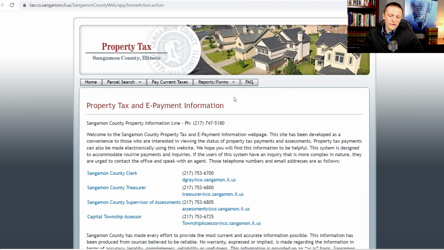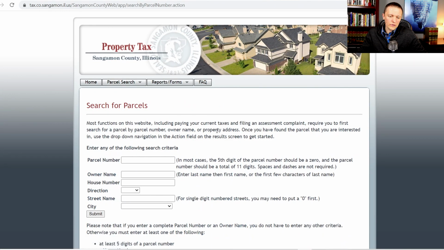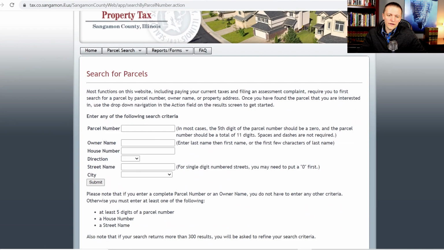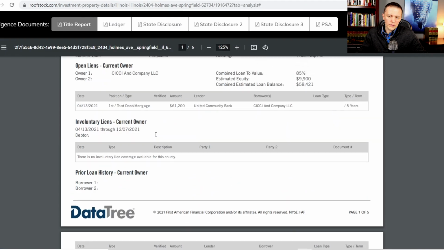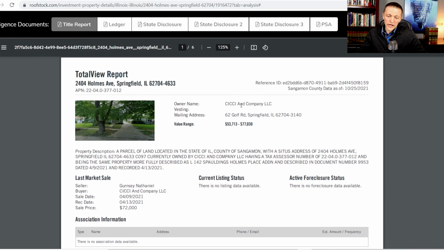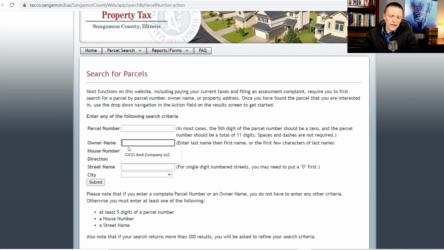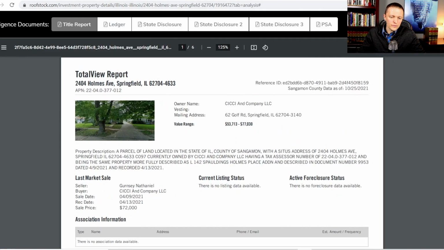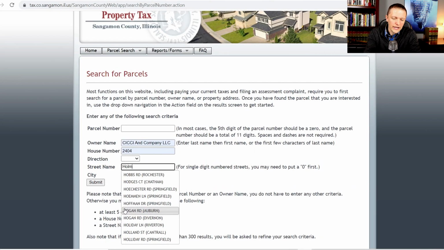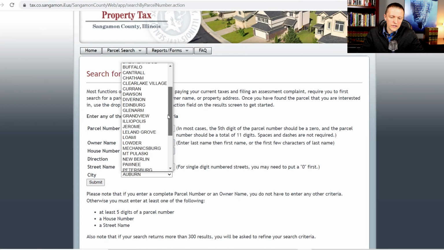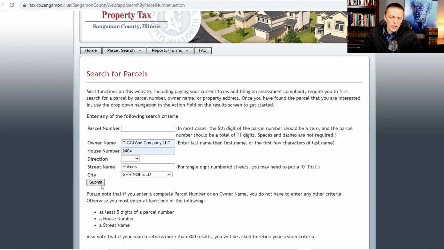And so I click on the results page, and then we're going to go ahead and search for the parcel. We're going to search for this property. We have information on the ownership of this property because it's in this title report. And the owner is, I don't know how to pronounce it exactly, but Sichi and Company LLC. Just grab that, copy it, put that in the owner name. Here we go. Then we got the house number, and the street name is Holmes Avenue. So I'm going to go ahead and type that in, and we're going to change the city because that's not correct. We're in Springfield, and I'm going to click submit.